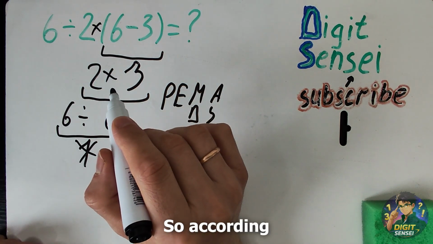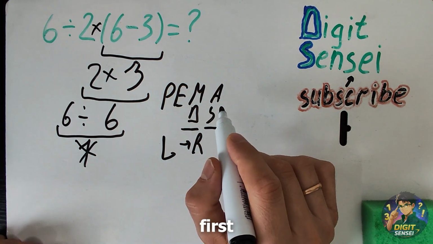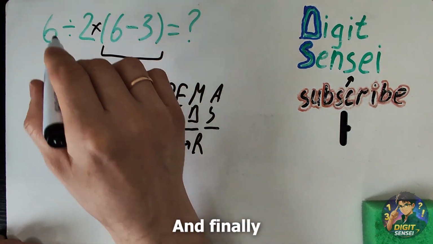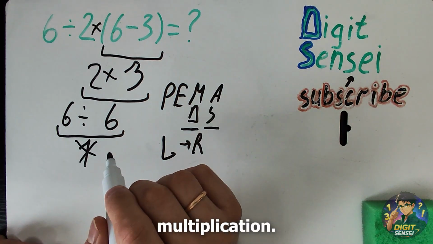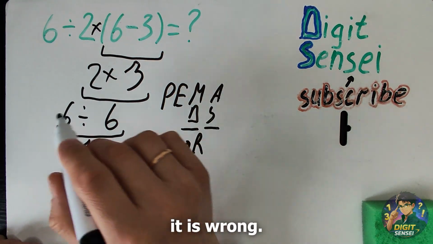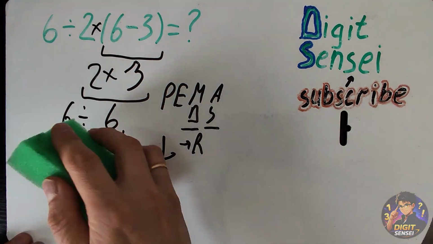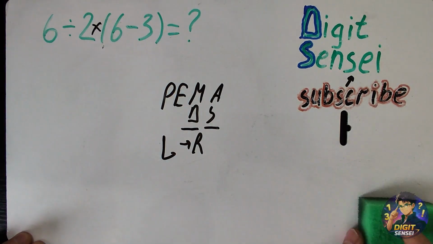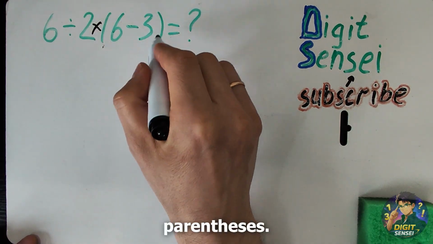Okay? So, according to PEMDAS, first we have to do this parentheses, then this division, and finally this multiplication. If we do this multiplication before this division, it is wrong. So first we have to do this parentheses.